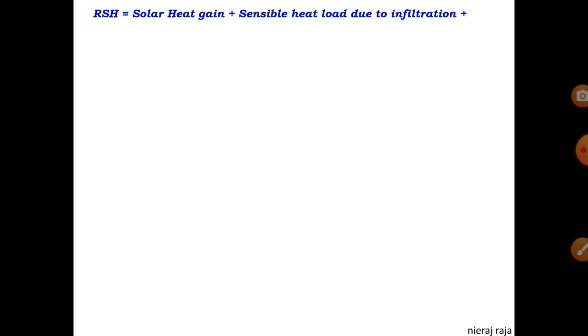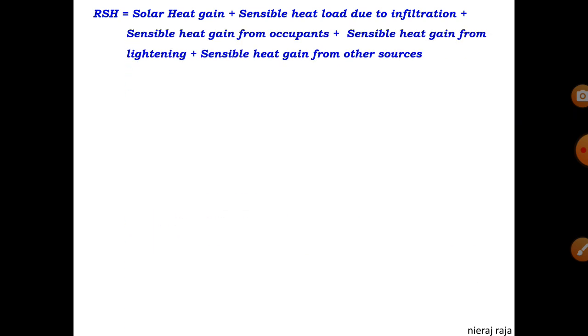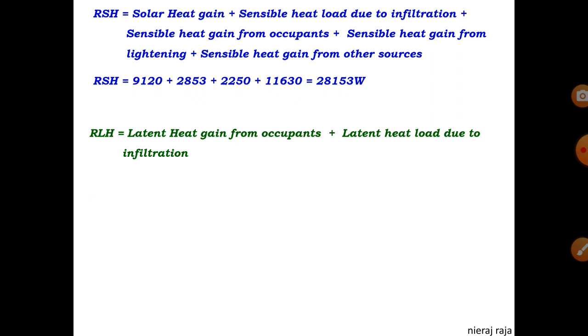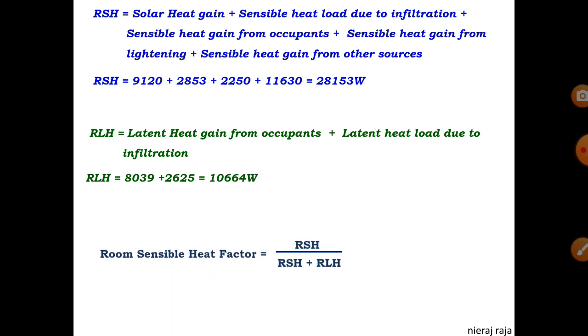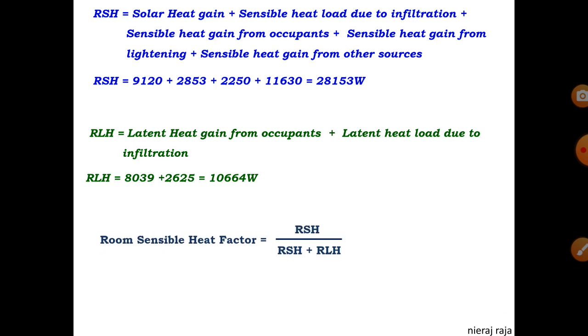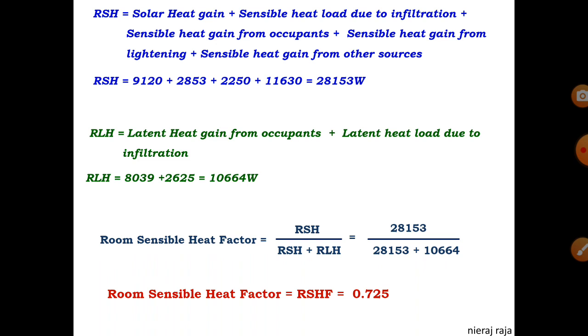Now let us calculate the RSH. Now RSH has so many terms, all the values you have. Substitute the values and get the answer as 28,153 watt. That is RSH. Similarly, find out RLH. Only two components were there. One is latent heat gain from occupants and one is latent heat load due to infiltration. And we got 10664 watt. Now you can easily calculate the RSHF. Substitute the values in this formula which traditionally you are using for calculation of RSHF and get it as 0.725.